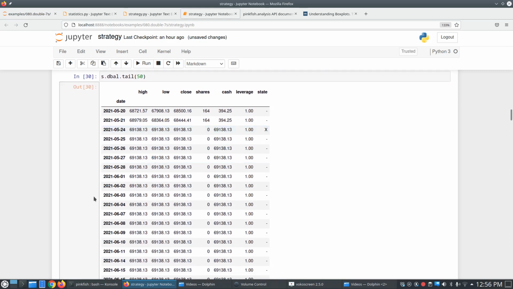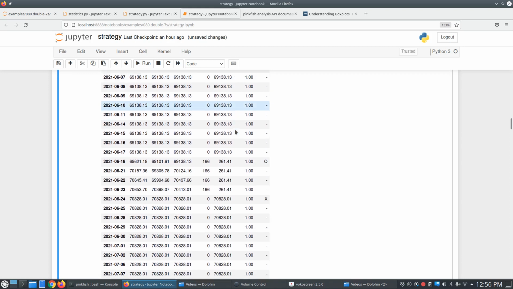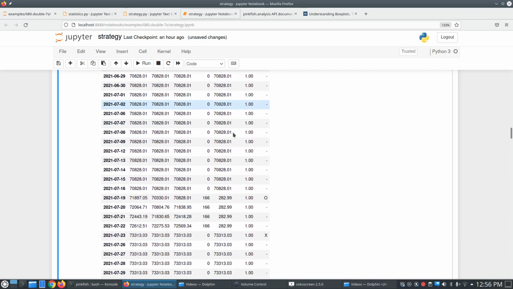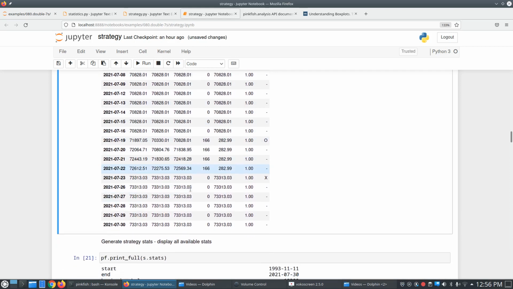And now we can see where we were in the position here, and this is a high balance of that day, the low balance, and the closing balance. Okay, and then the number of shares we had and the cash we had on that particular day, and then the leverage on that particular day. And you can see here that at this point we have no shares, so we're in all cash. Okay, and then there's another trade that gets put on here.